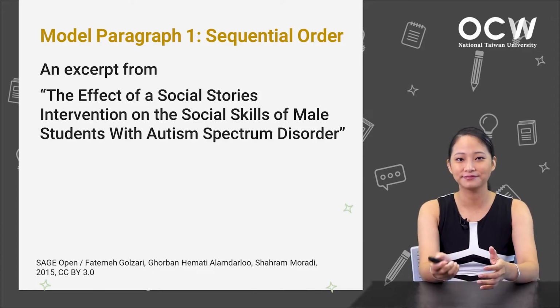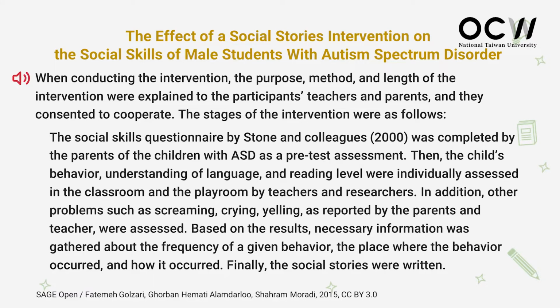Let's go. The effect of a social stories intervention on the social skills of male students with autism spectrum disorder. When conducting the intervention, the purpose, method, and length of the intervention were explained to the participants' teachers and parents, and they consented to cooperate. The stages of the intervention were as follows.